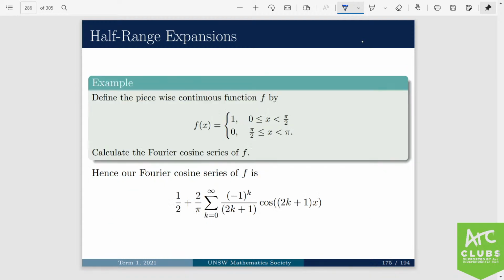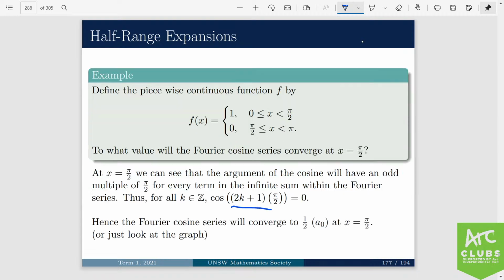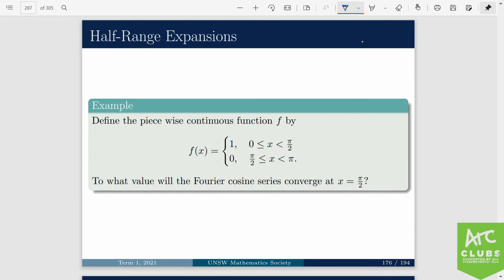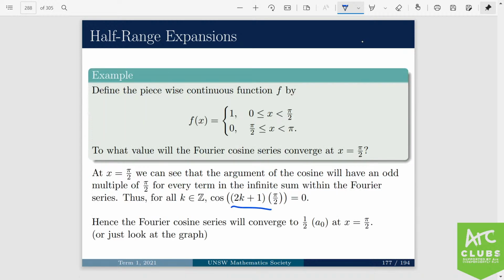So then if we look back at this, this is going to become 0. So then all we got to do is just look at this. So using the wording of the question, at x is equal to pi on 2, the Fourier cosine series will converge to a half, which is a0. Or you can look at the graph as well, and you can see that that half will be the midpoint between, the half will be either the point or the midpoint where it's discontinuous at pi on 2 as well, from memory.